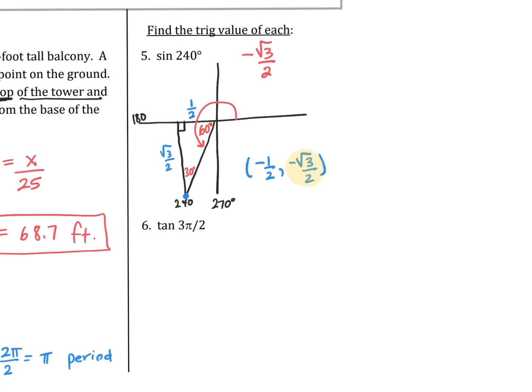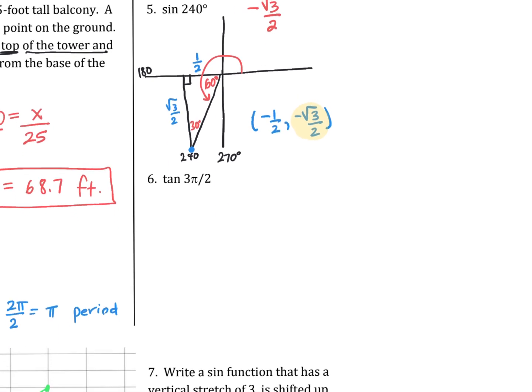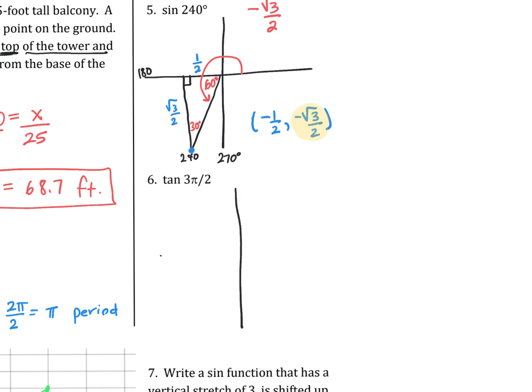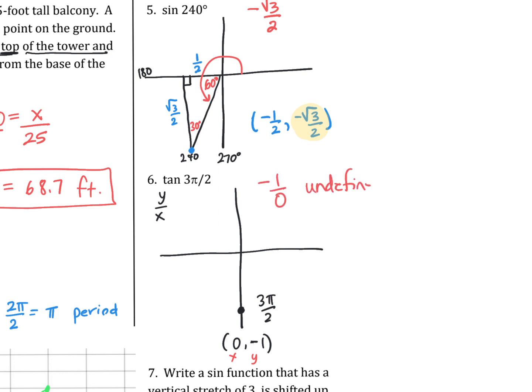Next is tangent of 3 pi over 2. That one is on the y-axis. 3 pi over 2 is down here. And that point is at 0, -1. Remember that tangent is y over x. So we want to put the y over the x. So we want to have -1 over 0, otherwise known as undefined.